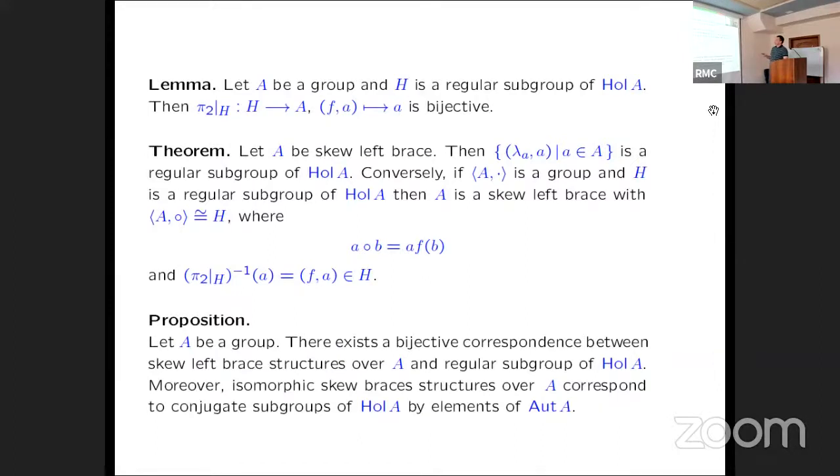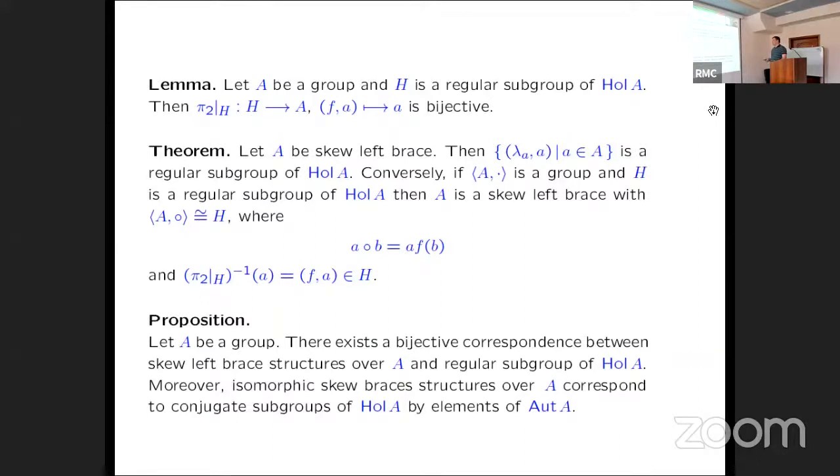Lemma: let A be a group, and H a regular subgroup of the Holomorph. Then the projection of H onto the second component is bijective. Theorem: let A be a skew left brace. Then the set lambda of a, a, for a in A, is a regular subgroup of the Holomorph. Conversely, if A with dot is a group and H is a regular subgroup of the Holomorph, then A is a skew left brace with the operation defined by the following formula, where f is the first component of the pre-image of the element a. P with index 2 is a bijection by the lemma.